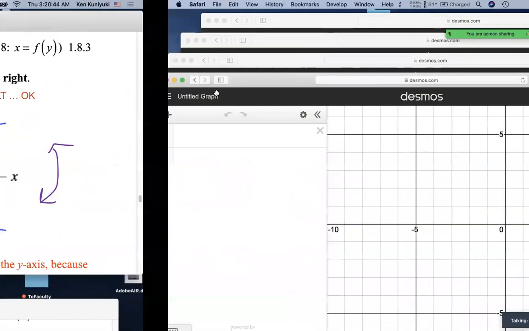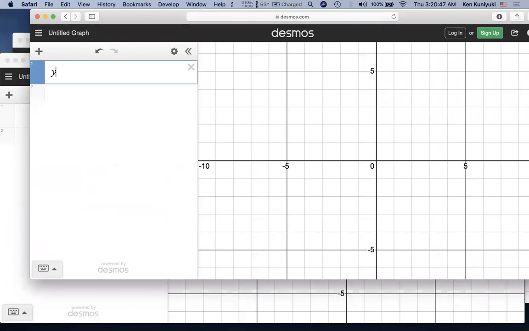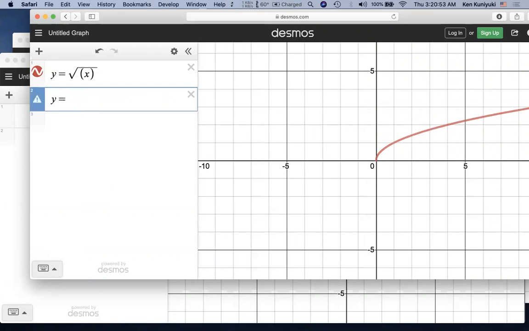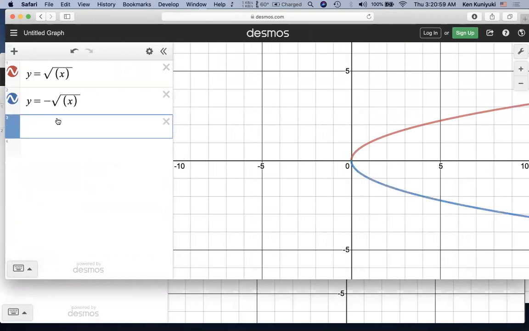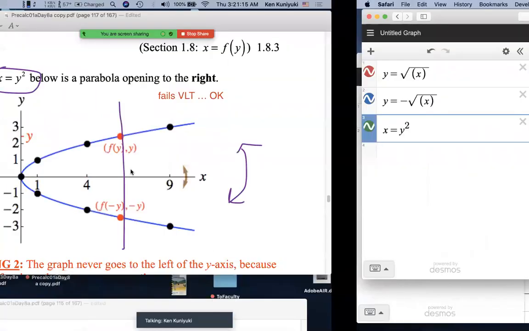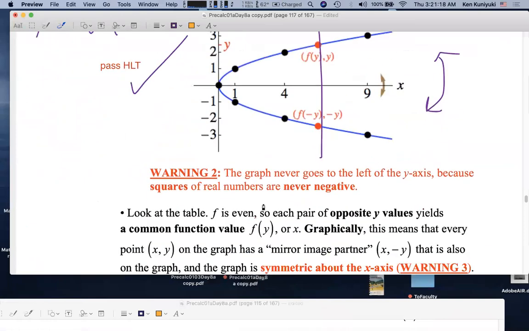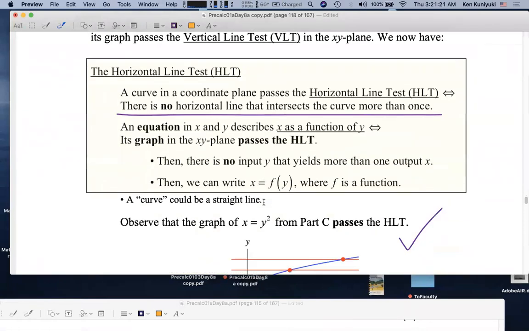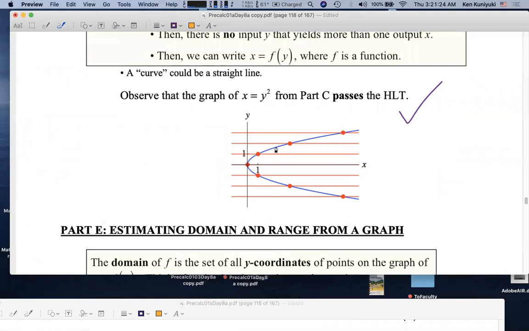Oh, and what happens if on Desmos we graph those guys? Y equals the square root of x. That's in red. How about y equals the opposite of the square root of x? That's in blue. Together, they form the graph of x equals y squared in green. It consists of this red graph over here, this blue graph over here, together they form the green parabola opening to the right. All right. The horizontal line test. And then the graph may or may not pass the VLT.